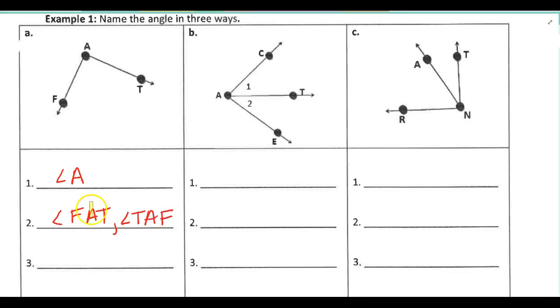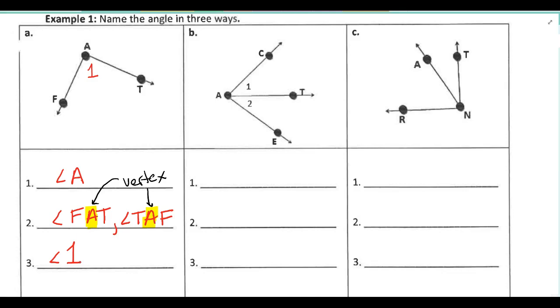Again, the important thing I want you to notice is that A, the vertex, is right in the middle, and then F and T are points on each of the rays. And then the third way, we could put a number inside here. I'm just going to put number 1, and then we could call it angle 1. So there's 3 different ways.